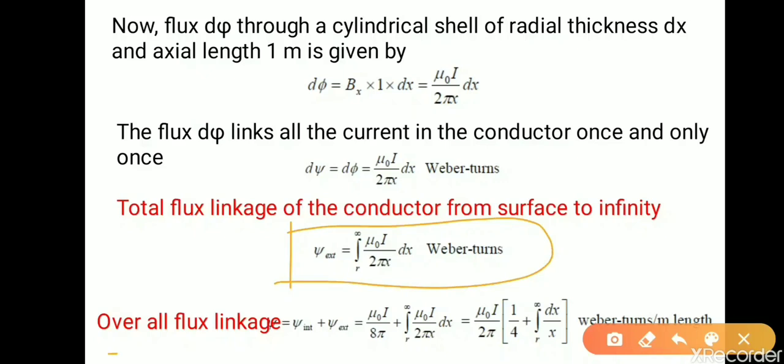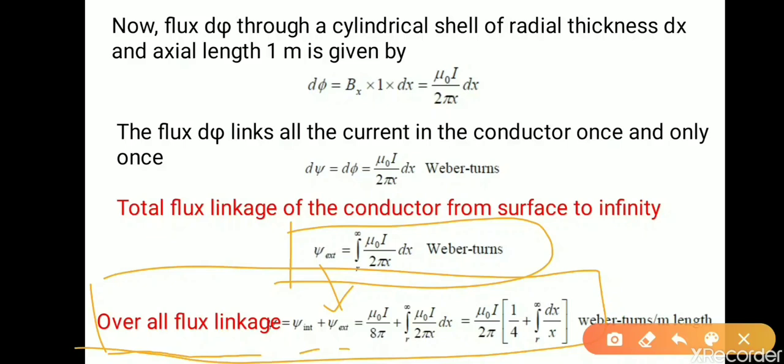So the overall flux linkage we can write as the internal flux linkage that we have obtained earlier plus the external flux linkage, which is equal to μ₀I/(8π) plus the integral from r to infinity of μ₀I/(2πx) dx, which equals μ₀I/(2π). We have taken it common, then it is multiplied by 1/4 plus the integral from r to infinity of dx/x. So this is the overall flux linkage, whose unit is Weber turns per meter length.